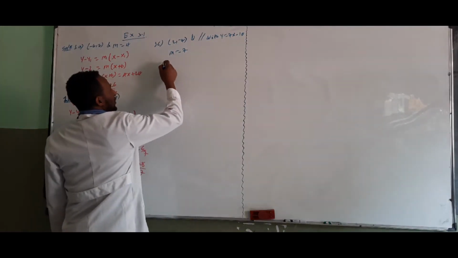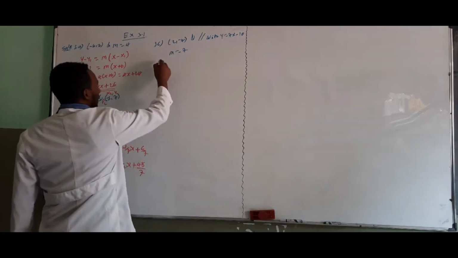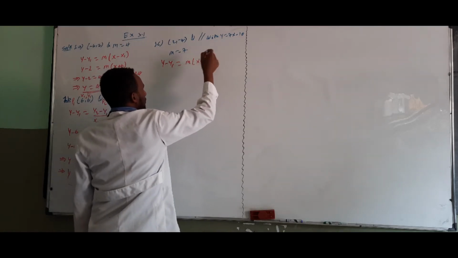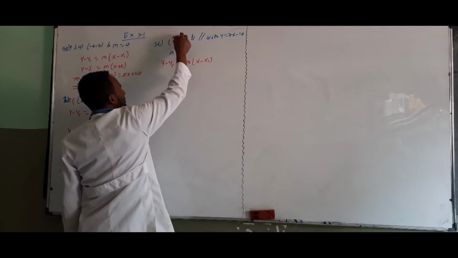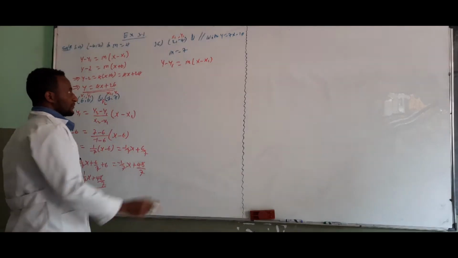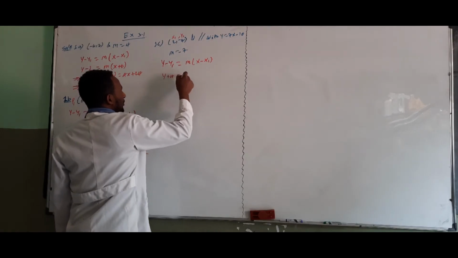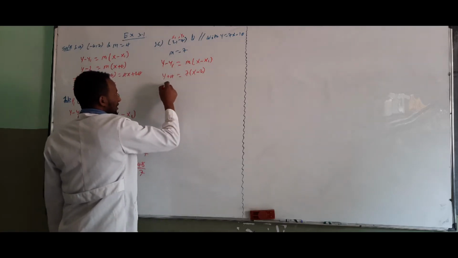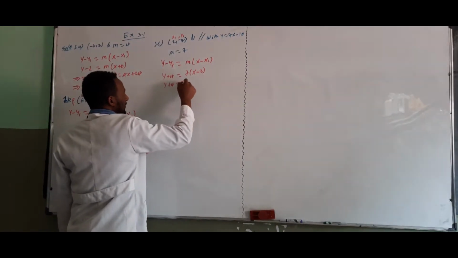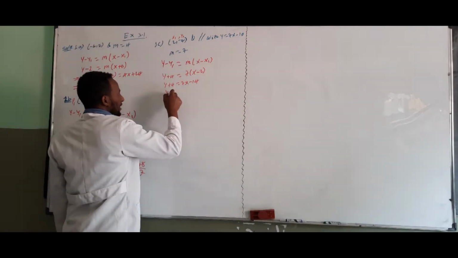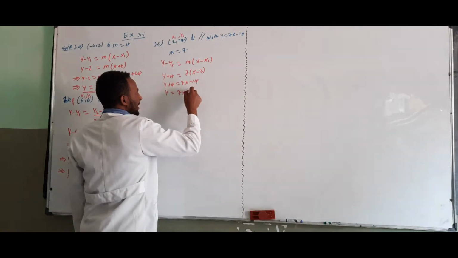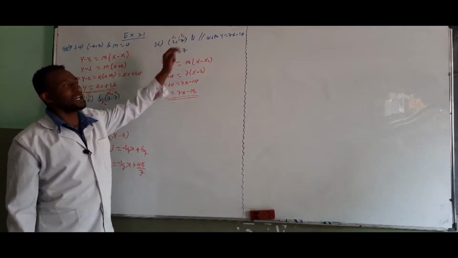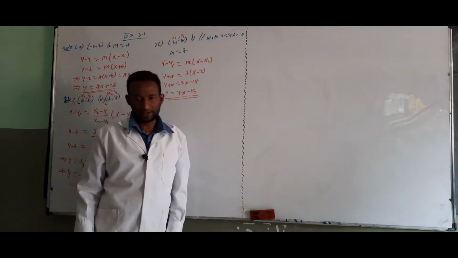Then we can find the equation of the line as follows: y minus y1 is equal to m times x minus x1, where x1 is the first number of this point and y1 is the second number of this point. Y plus 4 is equal to m, which is 7, times x minus 2. Then it becomes y plus 4 is equal to 7x minus 14. Y is equal to 7x minus 18. This is the equation of the line that passes through (2, -4) and is parallel with this line.